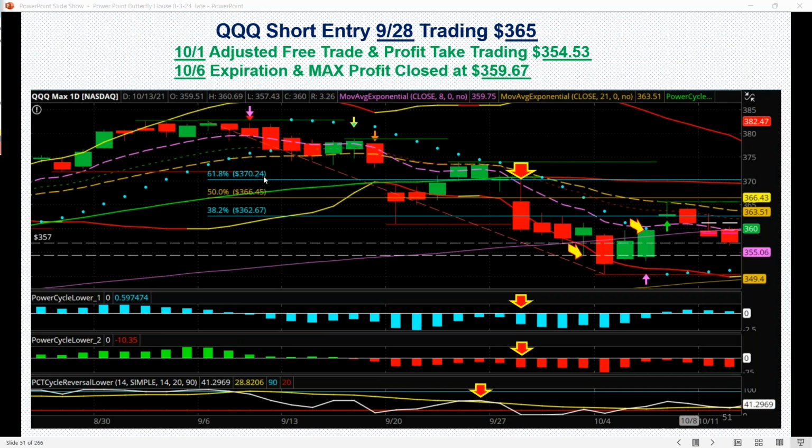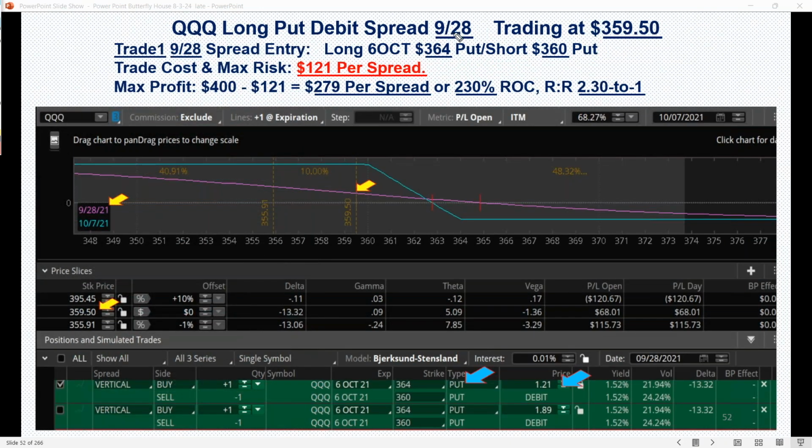So the first trade, I broke it down by trade one so you kind of follow. So it's trading at 359. We're going to go short, okay? So trade one, we did a put debit spread for a move down. So we, 6 October, bought the 364 put, sold the 360. So we had a put debit spread like that.